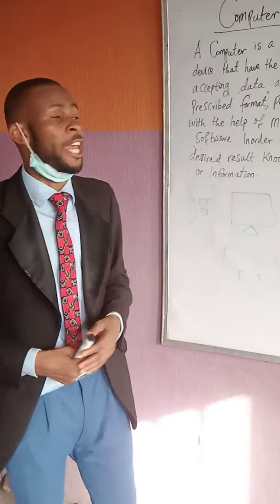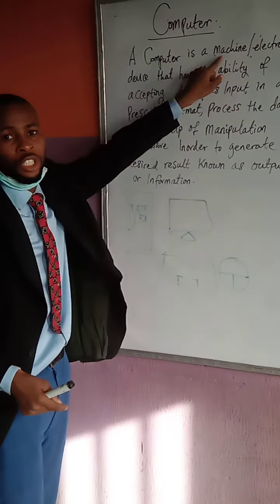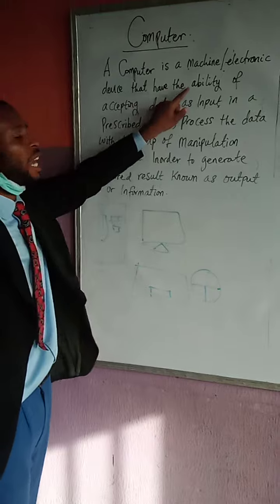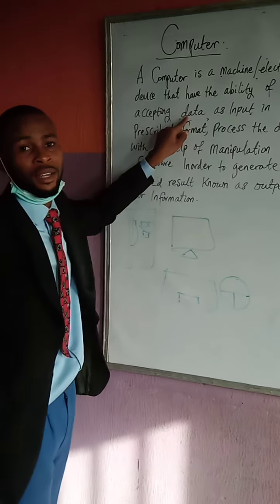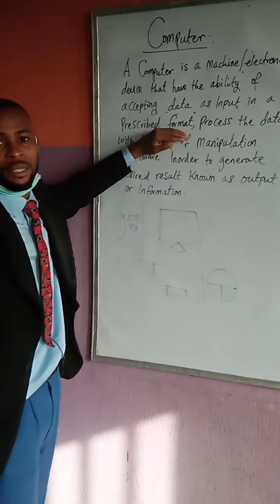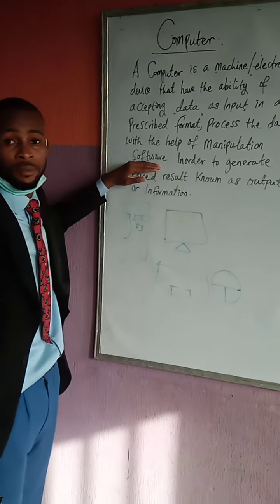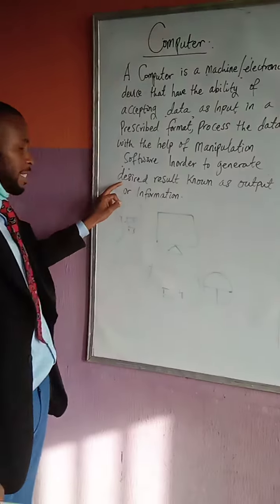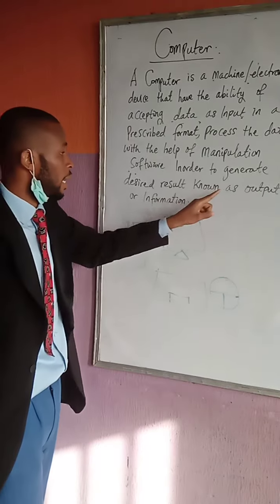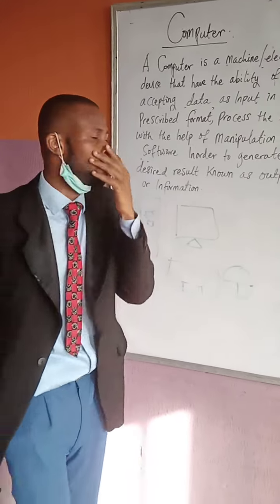You are in the information age. Now, my own definition here is: a computer is a machine or electronic device that has the ability of accepting data as inputs in a prescribed format, and processing the data with the help of manipulation software in order to generate desired or accurate results known as output or information. Let me explain this definition in detail.